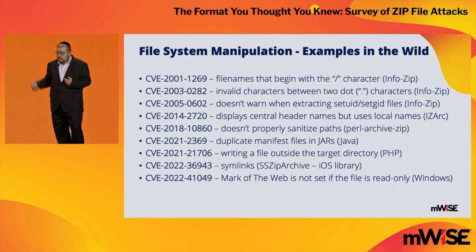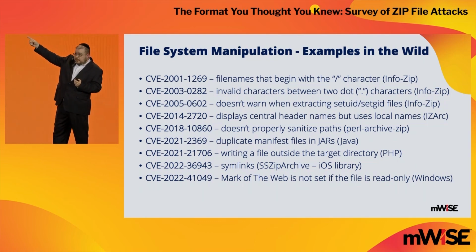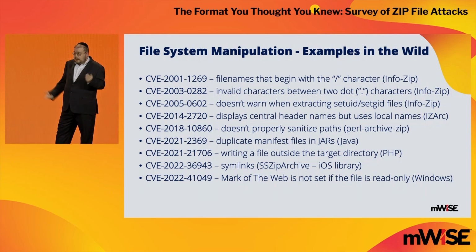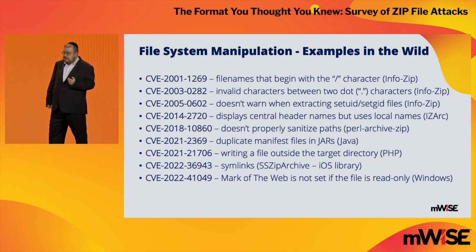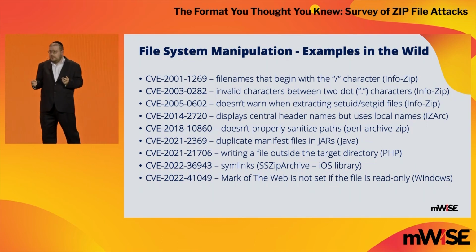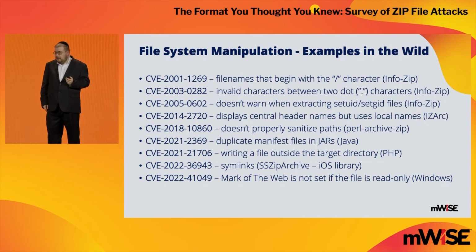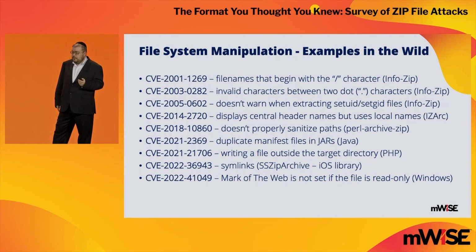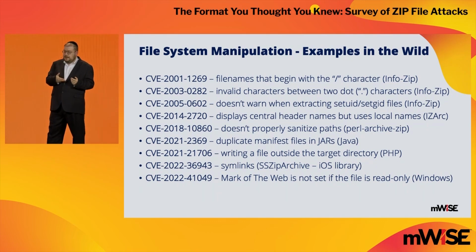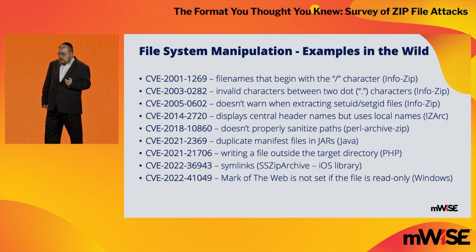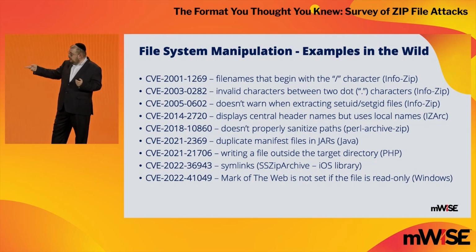Now, some examples here. 2001, like I said, it's much, much older. Absolute file names in Info-ZIP, that's the first CVE. The second one, you have invalid characters between the dot characters, it's a null. When it gets normalized into the file system, the character gets deleted, and then you have dot dot, you go up one directory. The third one, which is also Info-ZIP, is the privilege escalation. The fourth one is it's showing the user one section, but it's actually extracting something else. Then you got not sanitizing path, you got duplicate manifest names, writing a file outside of the target directory, you got your symlinks. The last one is actually a lot more interesting.